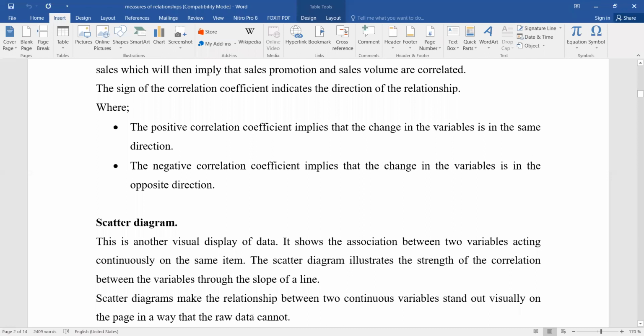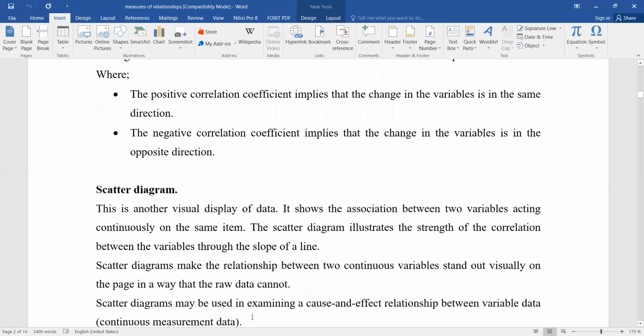Like we've done in the previous notes where we looked at our organization, we drew the different diagrams like histograms and ogives. We also have a visual display when it comes to correlation. This is another visual display of data. It shows the association between two variables acting continuously on the same. A scatter diagram illustrates the strength of the correlation between the two variables through the slope of a line.